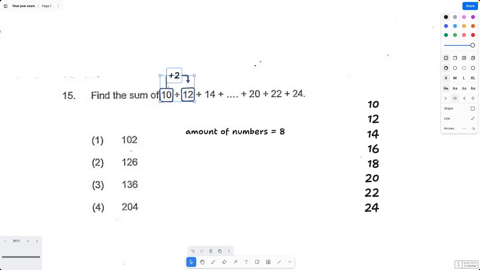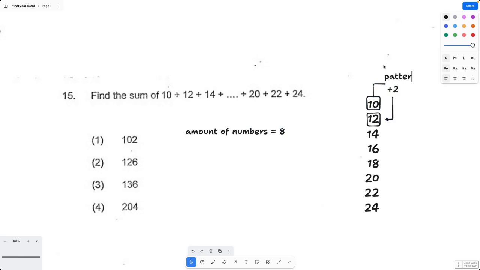Okay, so I'm going to move this and put it over here instead. So you have 10 and 12. I'm going to put an arrow like this, and here just plus 2. So that's the pattern now, which is plus 2 in every case. So we have the amount of numbers.